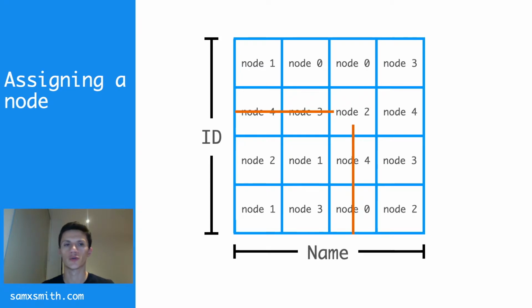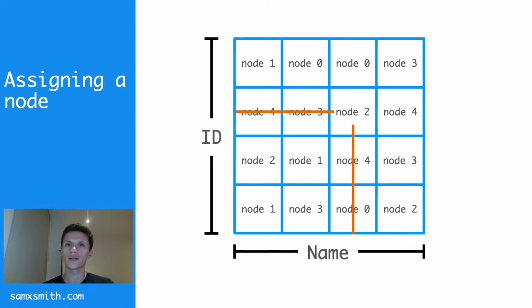So when we want to create a record, we assign it to a node something like this. In this example, we'd hash all of the attributes we want to shard by. Here, of course, is the ID and the name. We hash each separately, and we determine where along each axis that hash brings us. In this example, the ID hashes to the second row, and the name hashes to the third column.